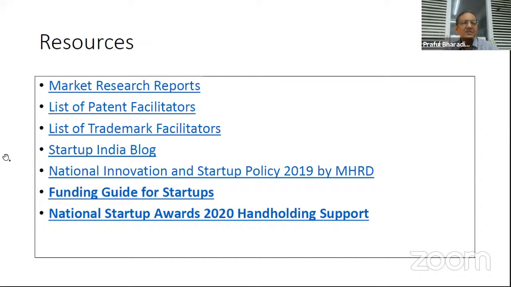There's a blog on startups. The National Innovation and Startup Policy is discussed on that website. A funding guide is available for startups. And there's handholding support for awards also, because if good startups are coming up, then there are startup awards as well. So these are the resources available there.